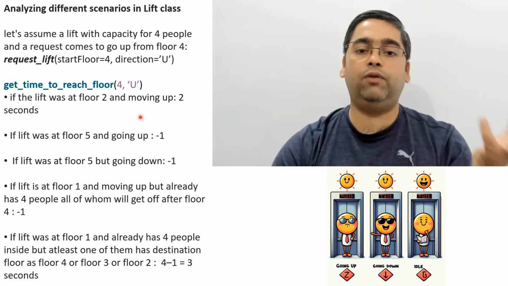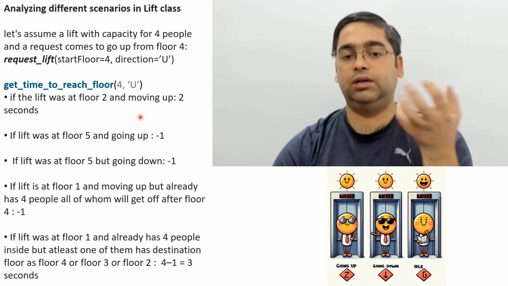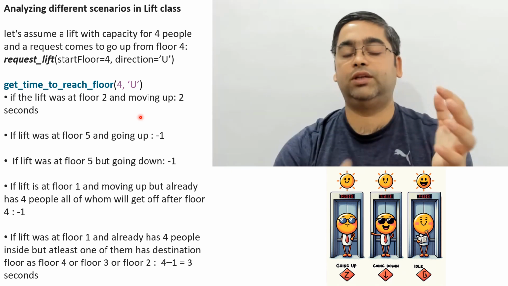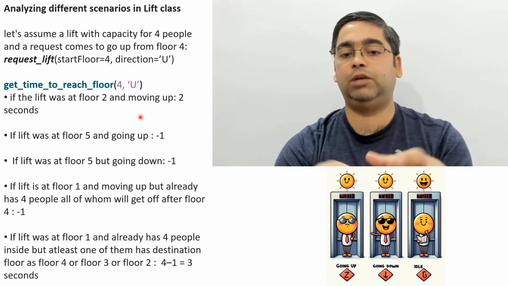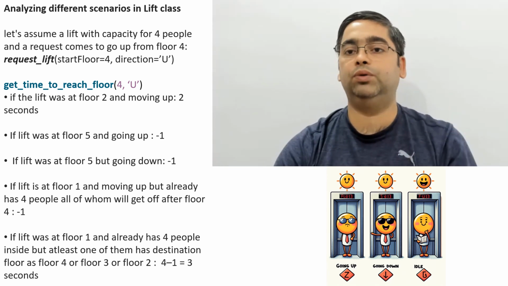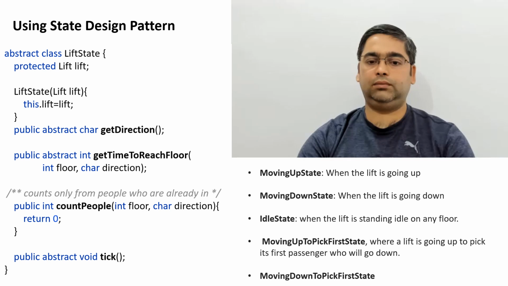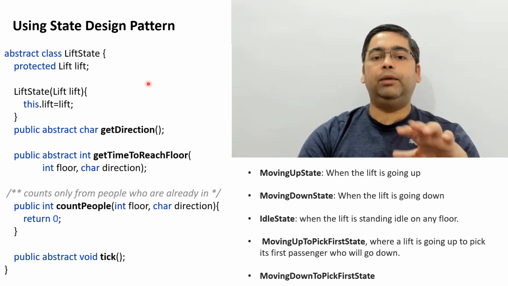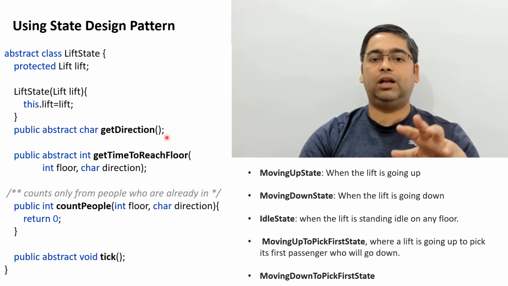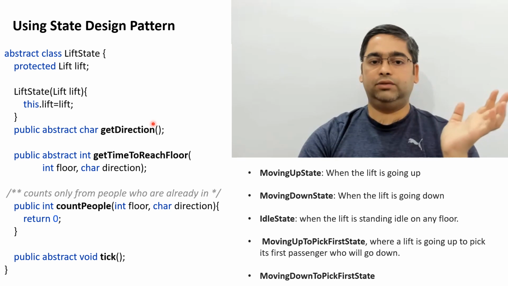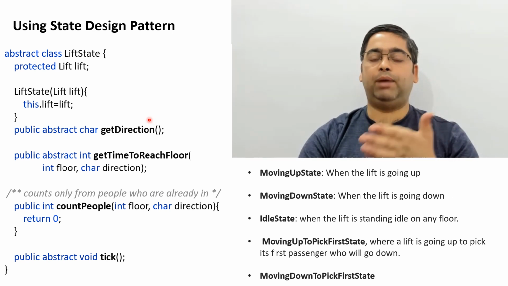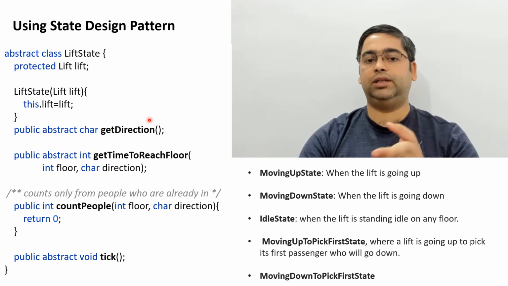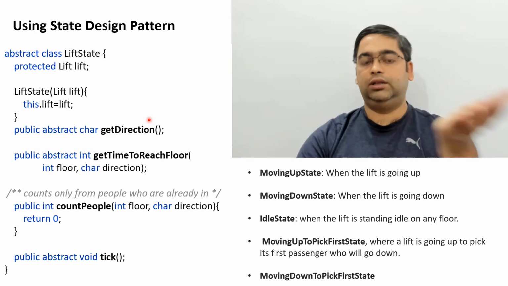So we can obviously make use of this behavior, or phenomenon, to break the whole solution into multiple different state classes. Let's do that. Now we know that the behavior of some of the methods inside the lift class changes with the state of the lift. So we are going to use the state design pattern to solve this use case. This is the perfect use case for this design pattern.